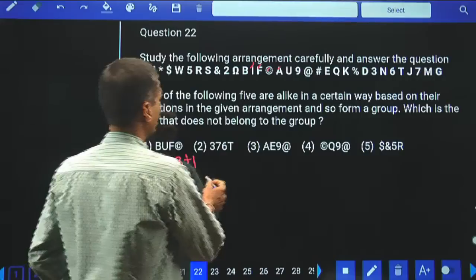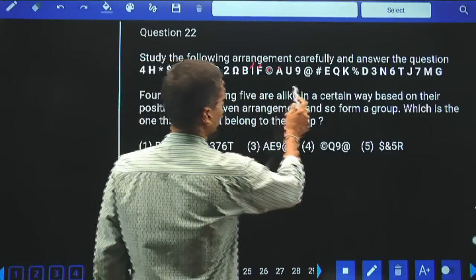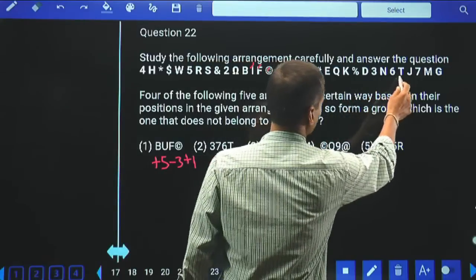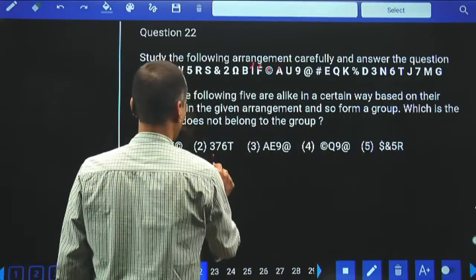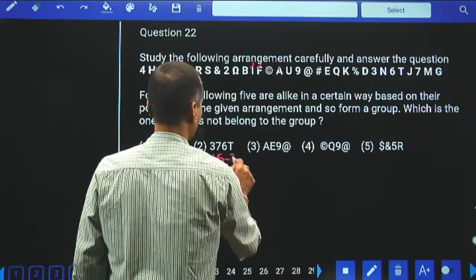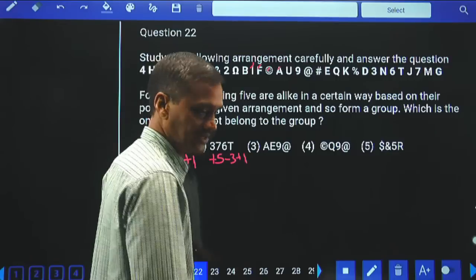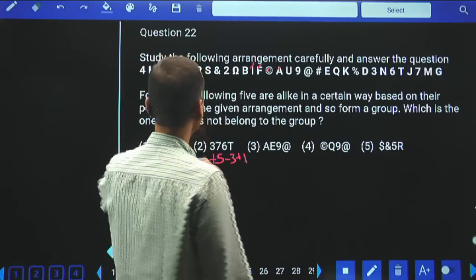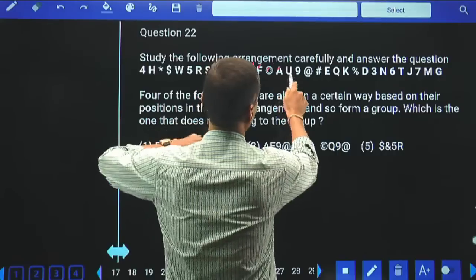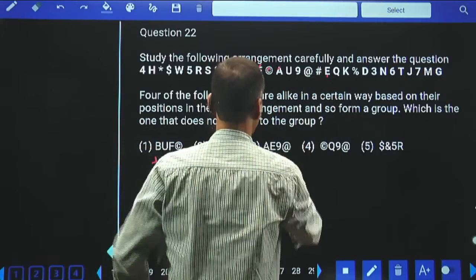Then coming to choice 2. Now in this choice 2, 3, 7, 6, 3. Here 3 to 7 is 1, 2, 3, 4, 5, plus 5. And 7 and 6, 1, 2, 3, minus 3. And 6 and 3, plus 1. Here also plus 5, minus 3, plus 1, it is valid. Then coming to the third choice, A and E. A is here, 1, 2, 3, 4, 5, plus 5. 1, 2, 3, minus 3, then plus 1. Here also it is valid.